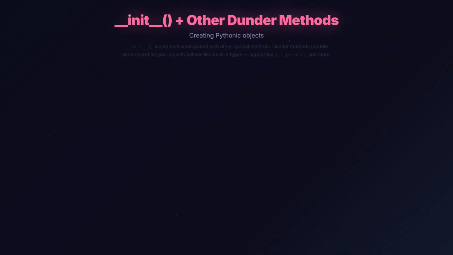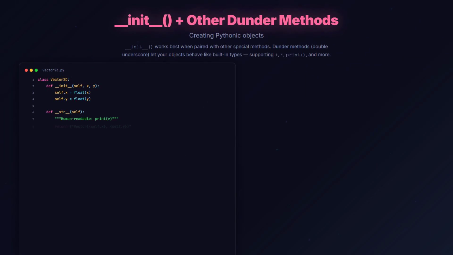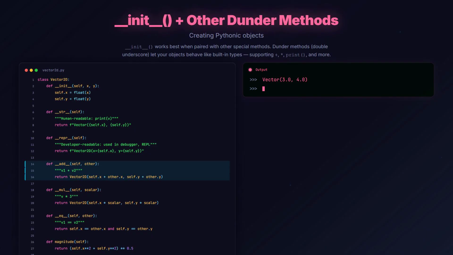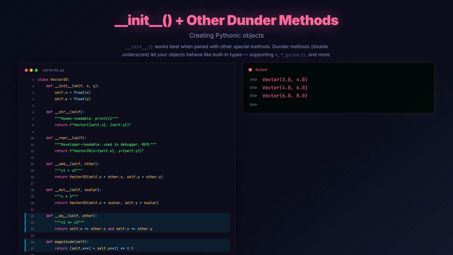__init__ works best when paired with other special methods. Dunder methods, named with double underscores, let your objects behave like built-in types. Look at this Vector2D class. __init__ sets up the x and y coordinates. __str__ makes print readable for humans. __repr__ makes it readable for developers in the debugger. __add__ lets you use the plus operator to add vectors. __mul__ lets you multiply by a scalar. __eq__ lets you compare vectors for equality.